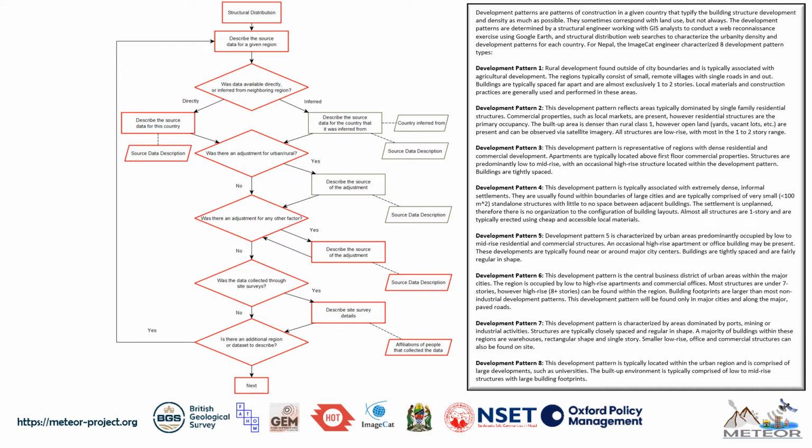Development patterns are patterns of construction in a given country that typify the building structure development and density as much as possible. They sometimes correspond to land use, but not always. The development patterns are determined by a structural engineer working with a GIS analyst to conduct a web reconnaissance exercise using Google Earth and structural distribution web searches to characterize the urbanity, density, and development pattern for each country. For Nepal, the ImageCat engineer characterized 8 development pattern types.